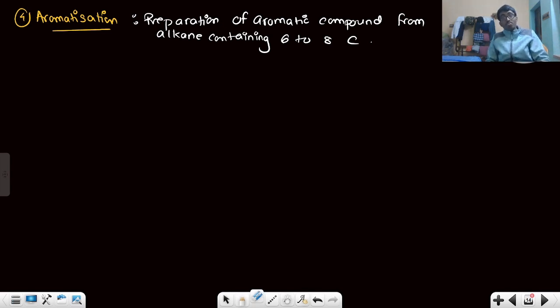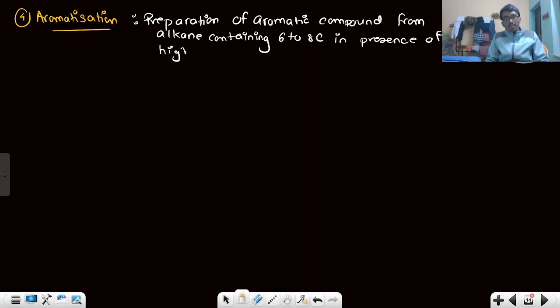Now you are going to prepare an aromatic compound and there is no catalyst required? That is not at all possible, right? There has to be a catalyst. That catalyst is chromium oxide and aluminum oxide in presence of high temperature. Okay, this is aromatization. So preparation of aromatic compound from what? Alkane. The alkane needs to have a fixed number of carbons, because 13, 20, 25 is very difficult. That will become polymerization, but not aromatization. So alkane containing 6 to 8 carbons.